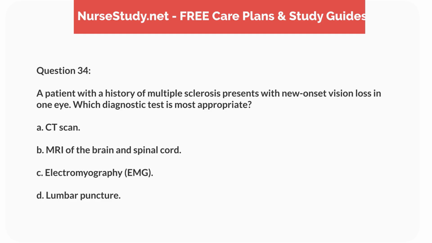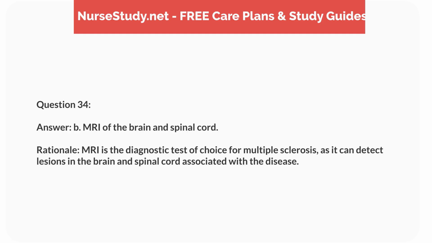Question 34. A patient with a history of multiple sclerosis presents with new-onset vision loss in one eye. Which diagnostic test is most appropriate? A. CT scan. B. MRI of the brain and spinal cord. C. Electromyography, EMG. D. Lumbar puncture. Answer: B. MRI of the brain and spinal cord. Rationale: MRI is the diagnostic test of choice for multiple sclerosis, as it can detect lesions in the brain and spinal cord associated with the disease.